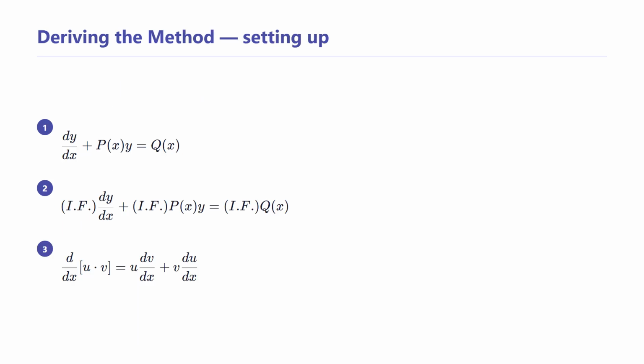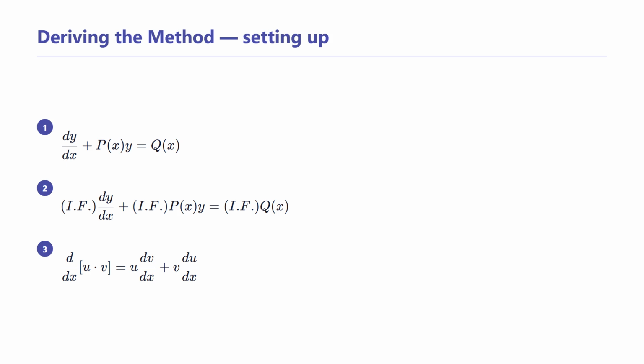We have just successfully used the formula, but as physicists, we must understand why it works. Let us look at the mathematical reasoning behind this method. We start with our standard form equation. Our goal is to force the left side to look like the expanded form of the product rule from calculus. We do this by multiplying every single term by our integrating factor.